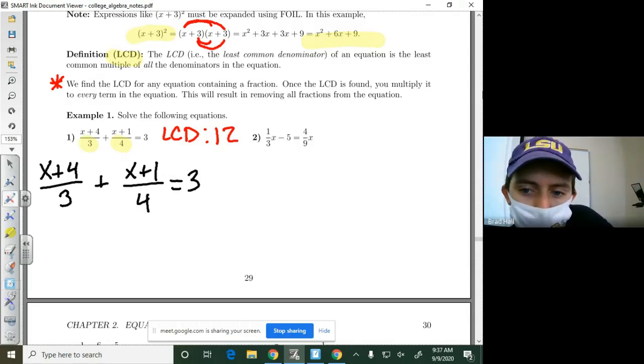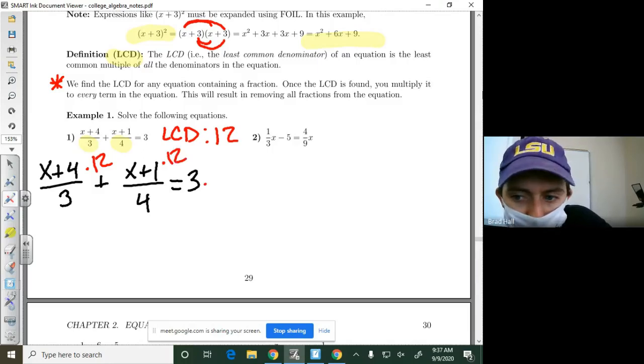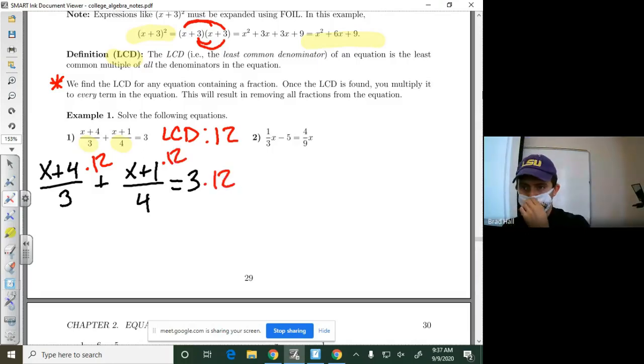But I'm going to multiply each one of these by 12. So exactly as in that note I said, once we find the LCD, we multiply it to every single term. And when I say term, I mean things split up by pluses and minuses. So that (x plus 4) over 3 is one term because it's one fraction. It has terms in it, but it itself is one term. You even multiply it to terms that don't have fractions. That's the way of balancing the equation.